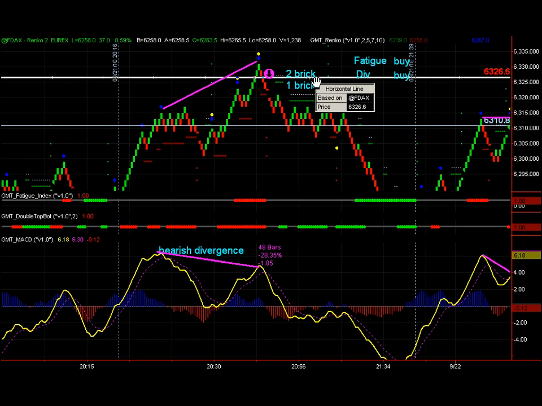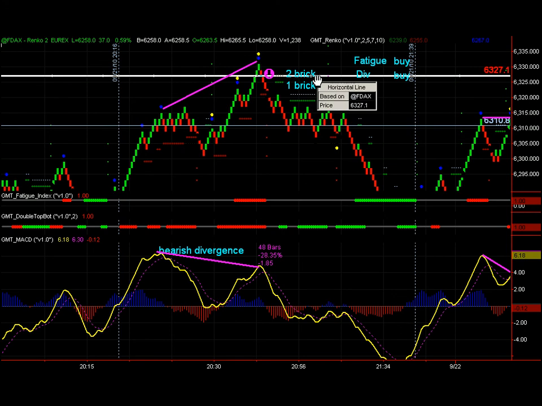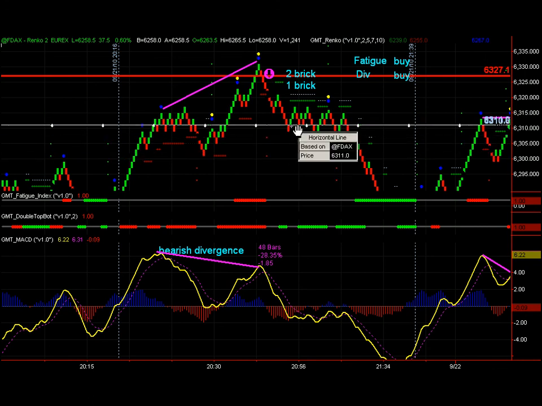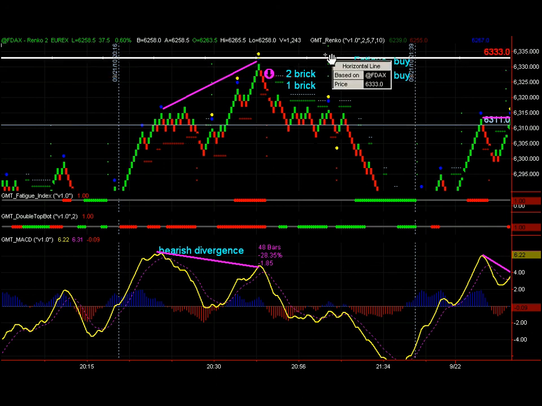as we mentioned before. Now the system works best initially in the first run to 10 points with a 2 brick stop, and then once we get a push to 20 points, we move it to a 1 brick stop. Now the only thing that's going to take us out in this first run to 10 points is either a fatigue buy or a divergence buy.